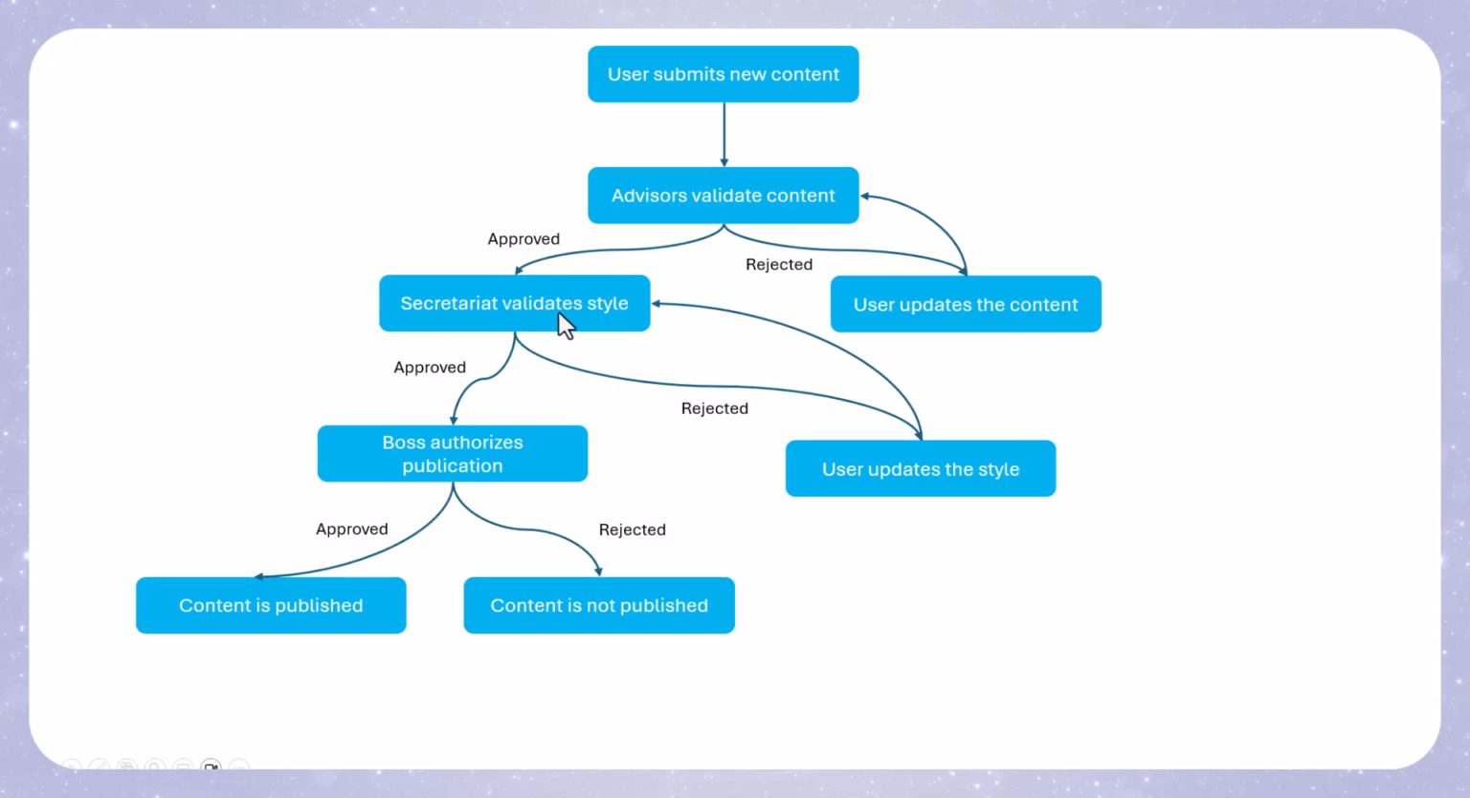Same here, secretariat validates style, we approve, it goes to the next step, which is the boss authorized publication. Rejected, we go here and we resubmit a new change. When boss authorized, content is published. When boss reject, content is not published, right? This was a basic business process that I had to implement 8 years ago with Automate. And it was very hard.